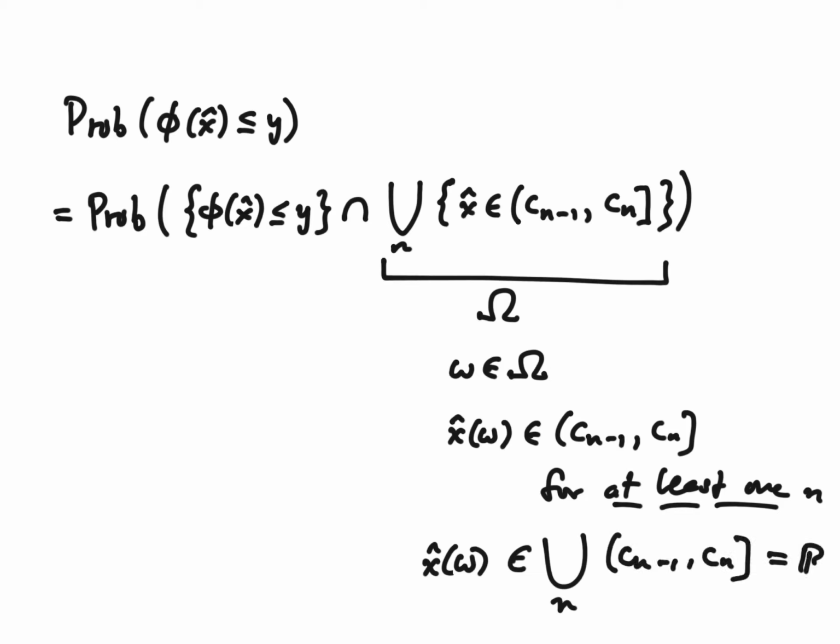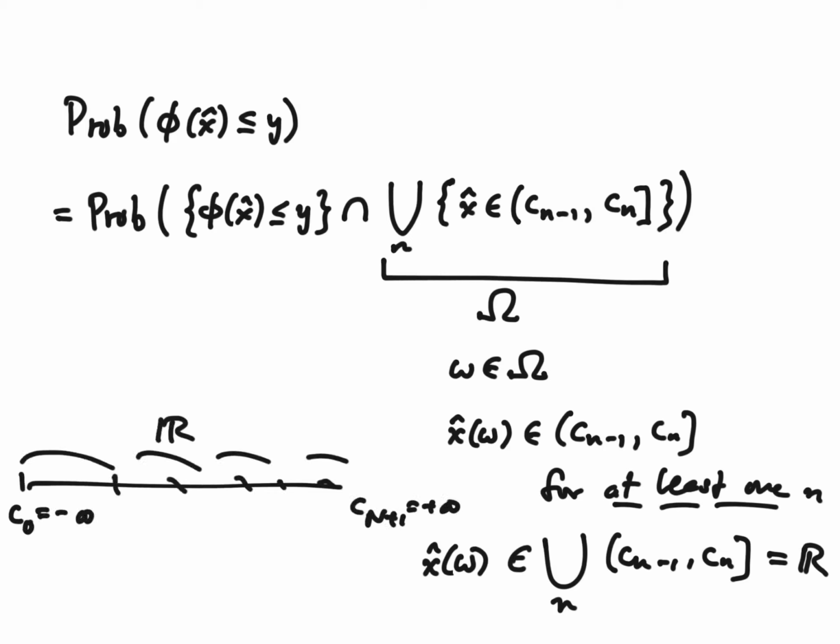Okay, the reason is that the union is just the reals. Remember that we're including negative infinity, and we're also including positive infinity. So the union of all those intervals is just the full real line. And obviously the outcome of the experiment does indeed fall into the full real line.